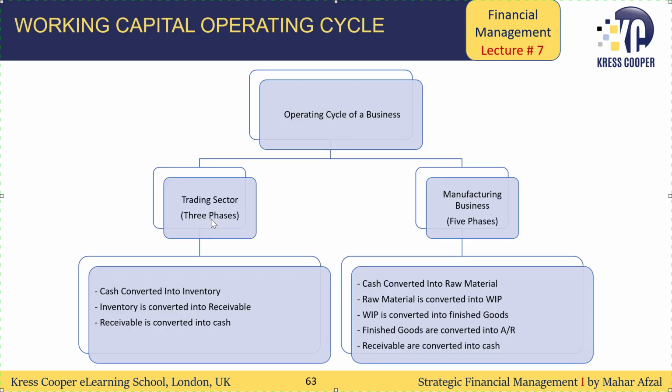Today we are discussing the operating cycle of a business. The operating cycle of a business can be classified into two categories based upon the sectors. We can classify the sectors as trading sector and manufacturing sector.